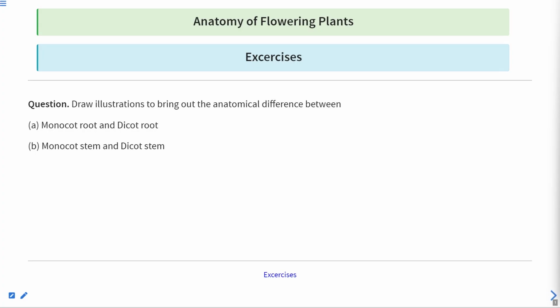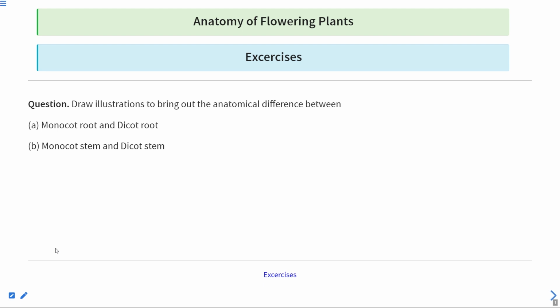Hello everyone. Welcome to the new session of Anatomy of Flowering Plants exercise. So in this session, we are going to study the anatomy of flowering plants. And we are going to discuss the NCERT questions over here. So here comes the first question.